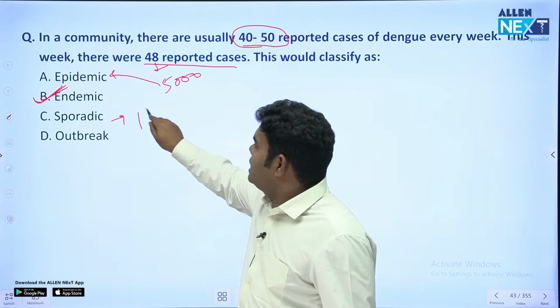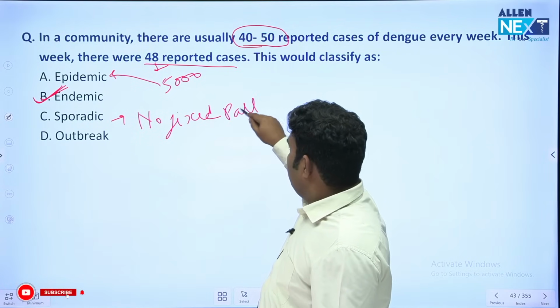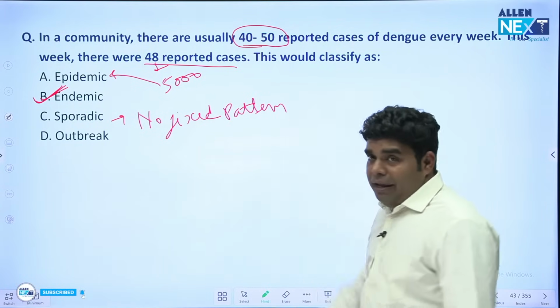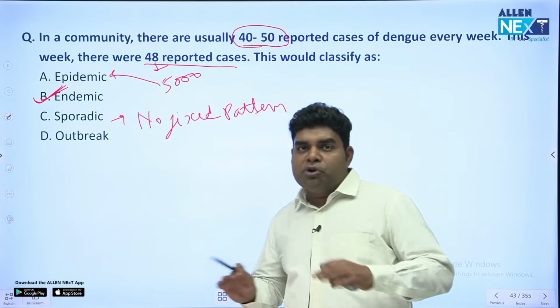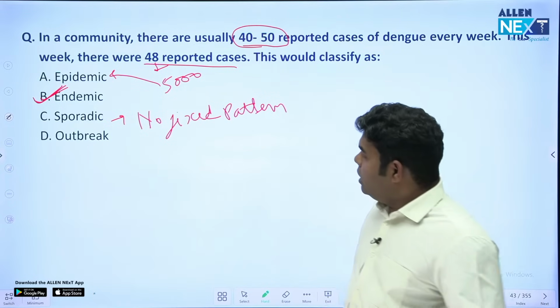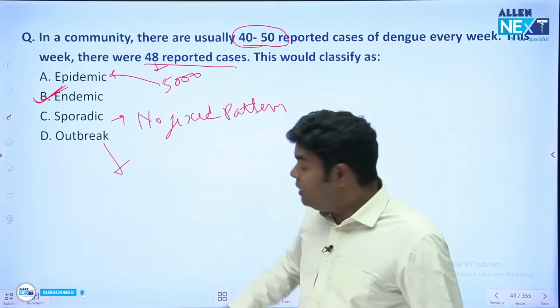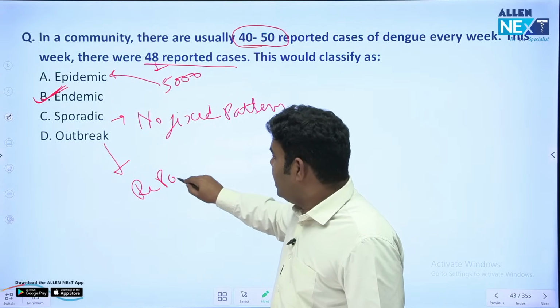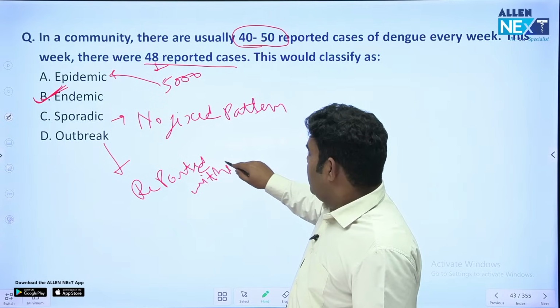Sporadic means no fixed pattern of cases, anything can occur. And the sporadic pattern is represented by the Poisson distribution, which represents the distribution of random events with time. Okay, within how much time do we have to report an outbreak? Outbreak should be reported within 24 hours to PHC.